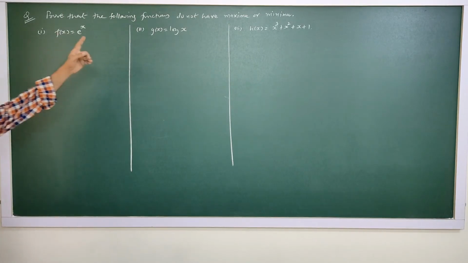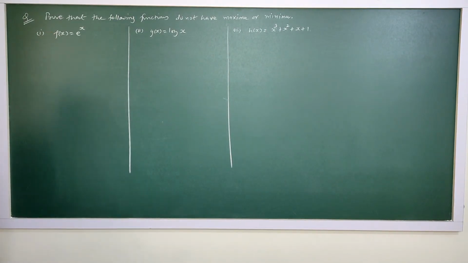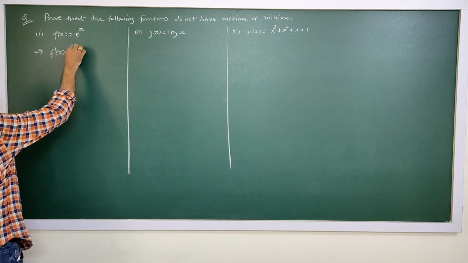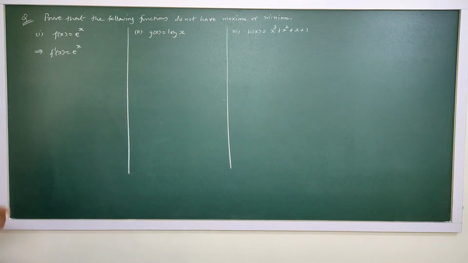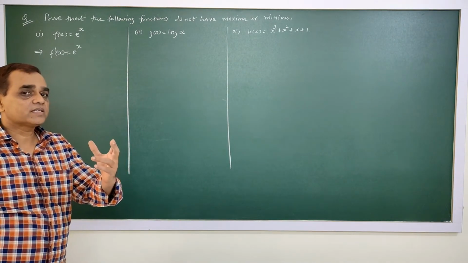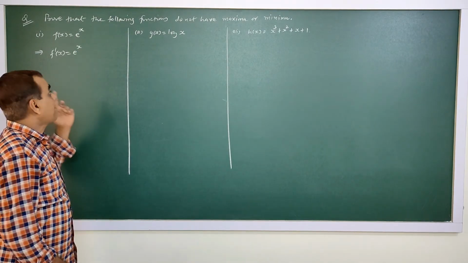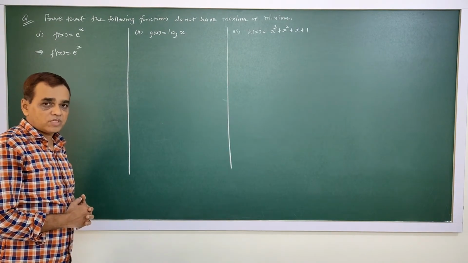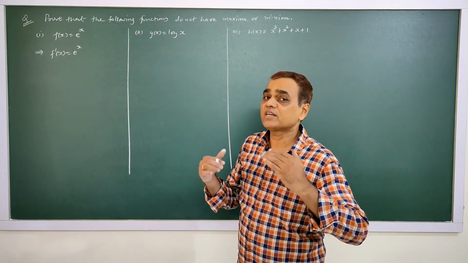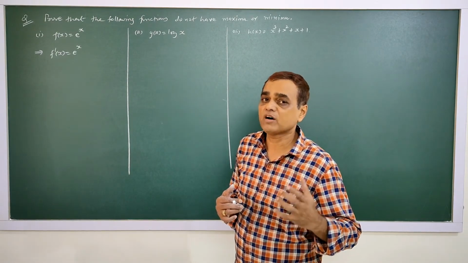Prove that the following functions do not have maxima or minima. Say f(x) is e raised to x. f(x) is e raised to x, so f dash x is also e raised to x. Now to have local maxima or minima, there exists c in its domain such that f dash of c is 0. If we can find the solution of f dash x equal to 0, that means if we can find a critical number or critical point, then the function may have a local maxima or minima.